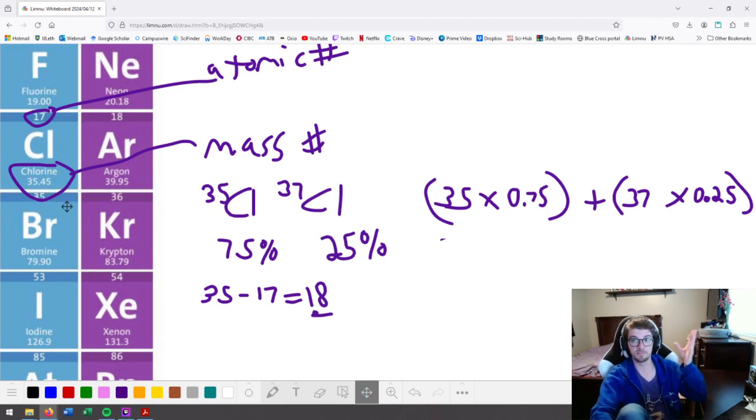So the mass that's reported on the table is the average mass of a sample of chlorine with the abundance of the naturally occurring isotopes, just weighted by the abundance of the naturally occurring isotopes. That's the one. Okay.